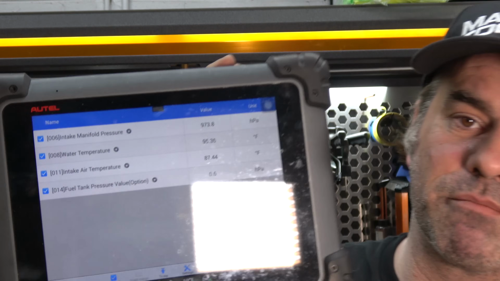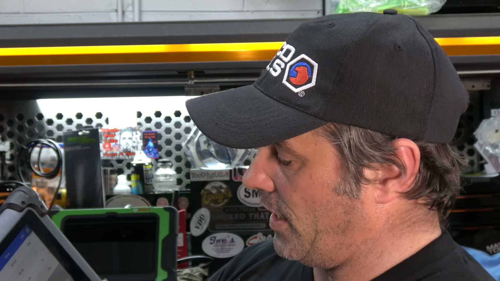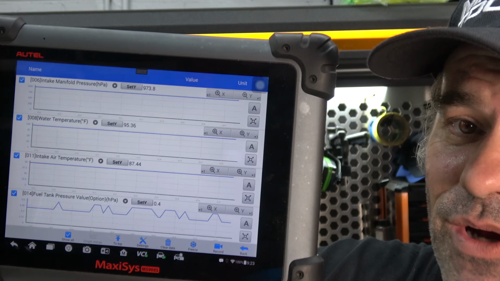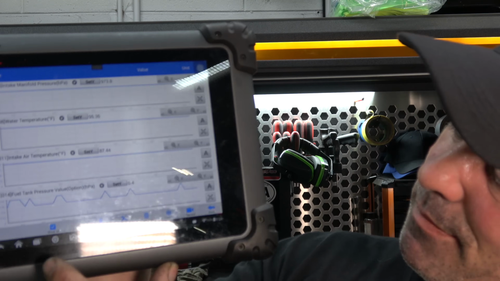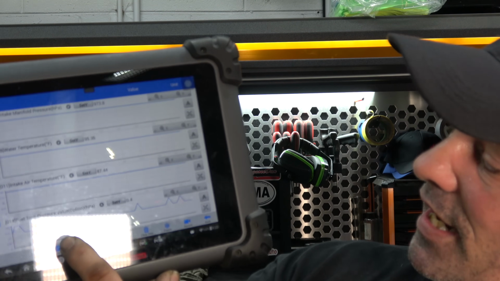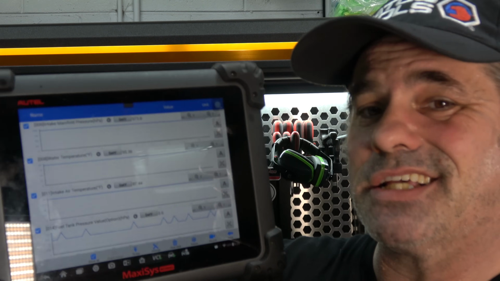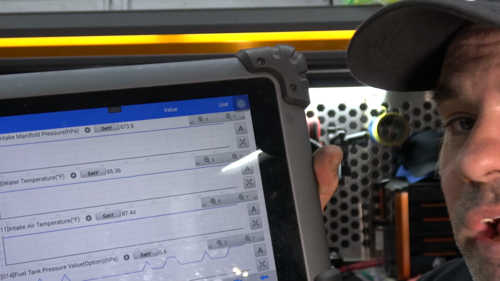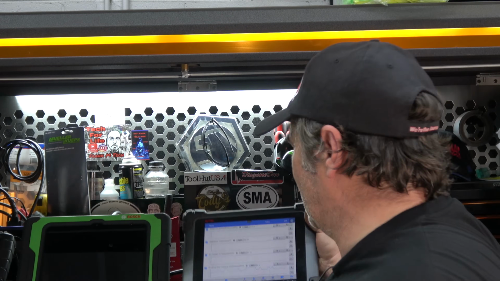I'm going to go to some live data. We're going to look at it real quick because, all right, so we've got some PID. We're going to go ahead and graph them. Now obviously they're not going to be moving because, well, car's not running. And as you can see, my fuel tank pressure value is kind of spiking up and down. That is probably the weakest part of this tool, is its graphing. It's okay. I mean, honestly, the graphing part of this tool is okay.